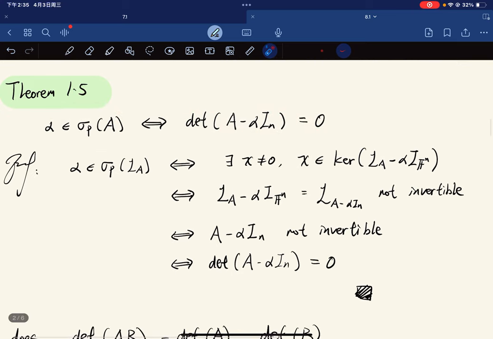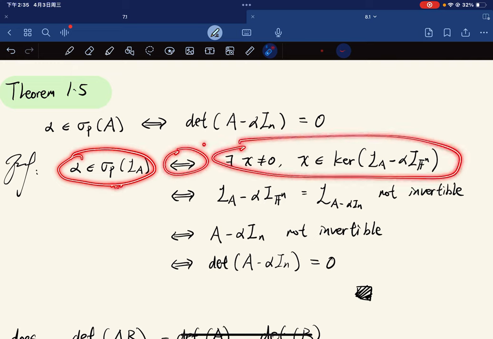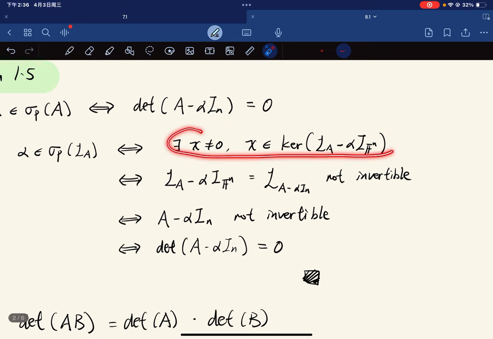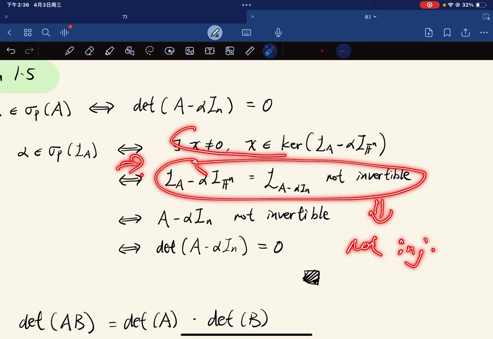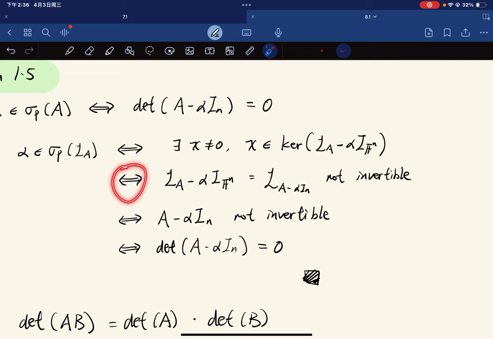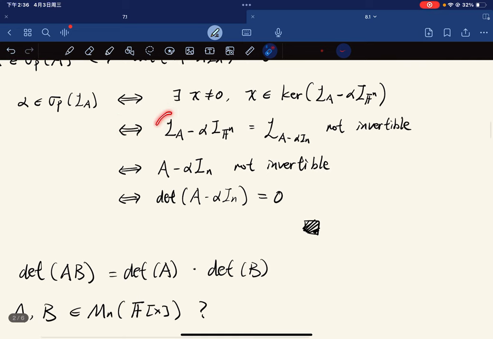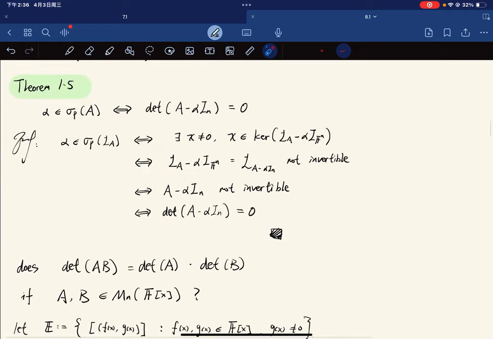So the proof is really simple. If you're an eigenvalue, then we have this, so this equivalence is verified. Now, if you have this, then this map is not invertible, right? So here we're good. And not invertible means not injective, right? Then we have this. So this one is okay, and if and only if this is not invertible, this one's also verified, and we have this by our knowledge of determinants, so they're all verified.